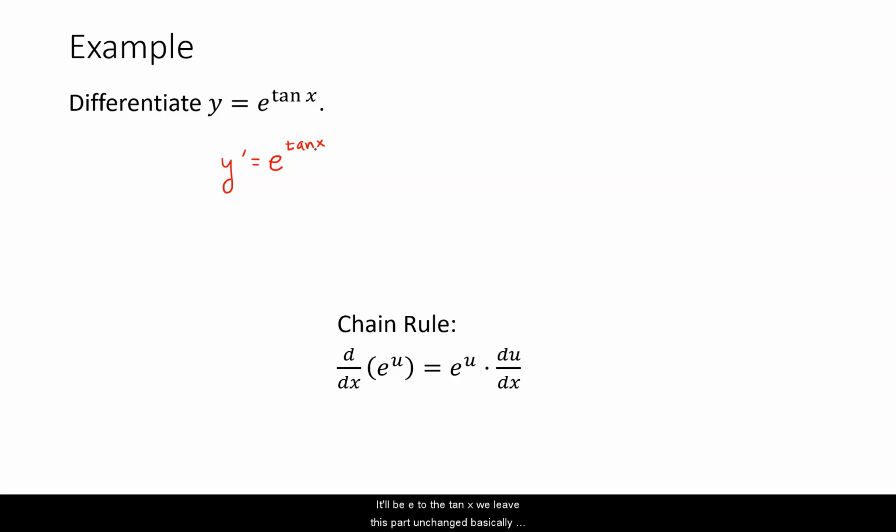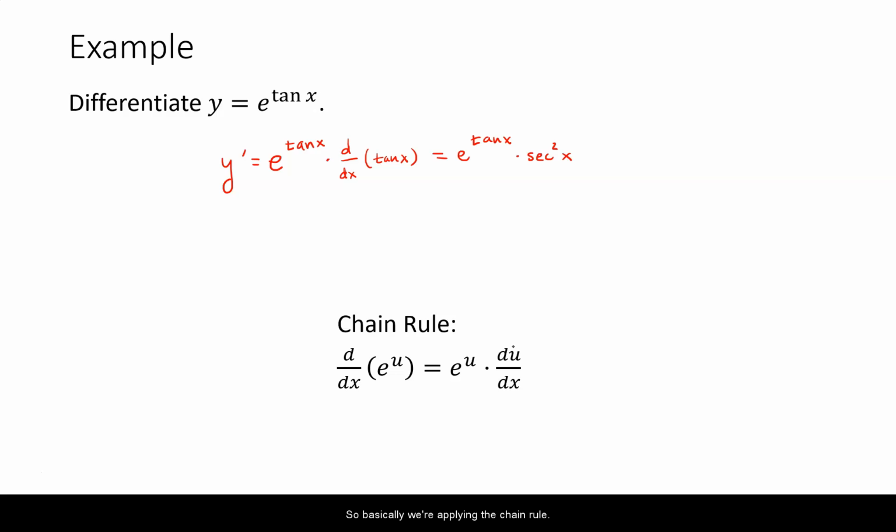So it'll be e to the tan x. We leave this part unchanged. Basically, the derivative of e to the x is e to the x. So the derivative of e to the tan x will be e to the tan x times the derivative of tan x. Right, so there we're applying the chain rule. And the derivative of tan x we know is secant squared. So this will be e to the tan x times secant squared x.